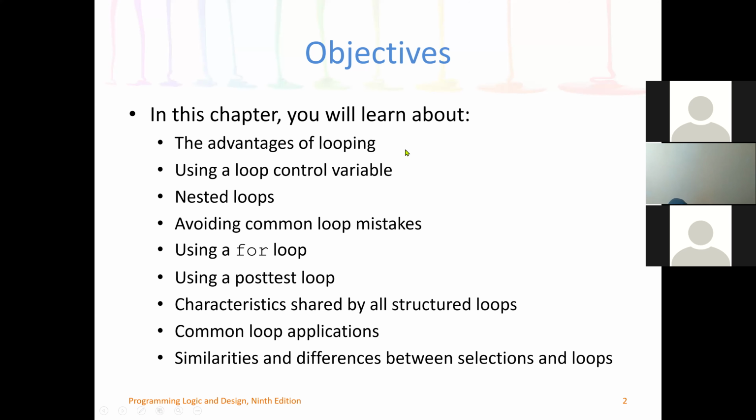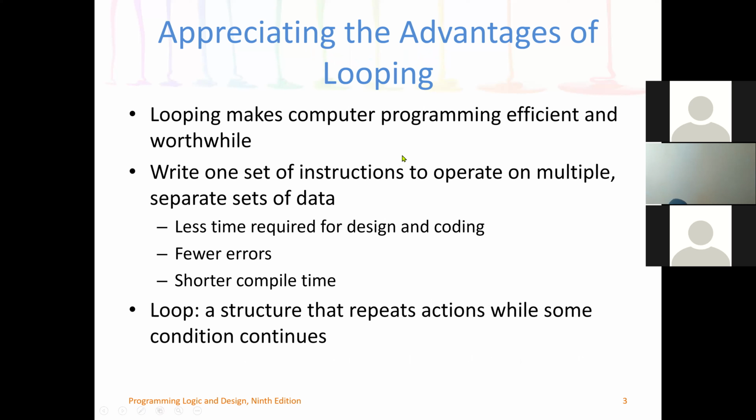So again, those are the main concepts. Looping is about repeating something over and over, repeating a statement or a task over and over again. Here we say that looping makes computer programming efficient and worthwhile. In this case, we write fewer statements. If we want to do something over and over, we just have it inside the loop.